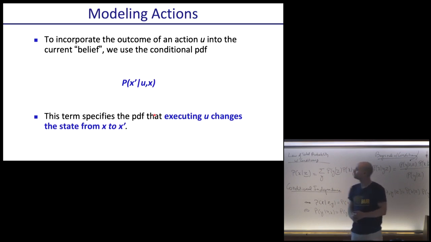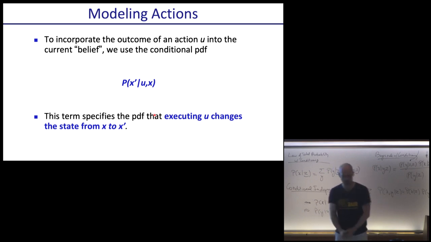How to model actions? Well, we can again do it with a probability distribution. We can say the probability distribution over next state x prime given current state x and action u. And that, again, is a causal model. It's something we can build a model for and then use to calculate the distribution over next states.